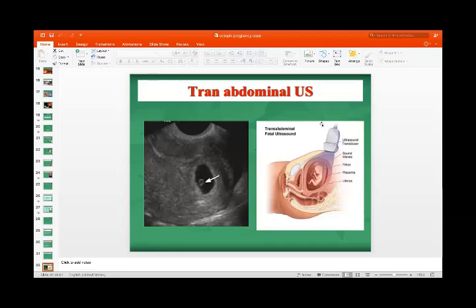This is the transabdominal scan. You can see this is the transabdominal transducer. And you can see this is the intrauterine pregnancy. This is the uterus, the uterine cavity, and this is the fetus. Here also, this is the uterine cavity, and inside there is a gestational sac with this yolk sac.